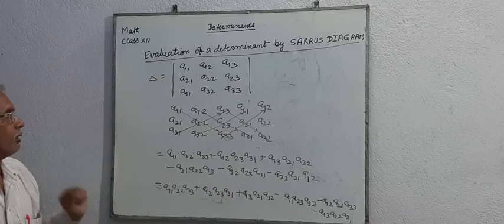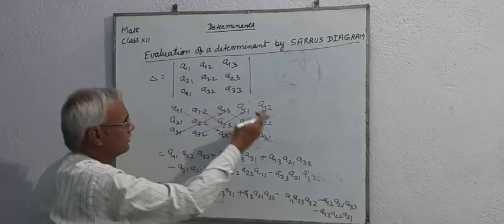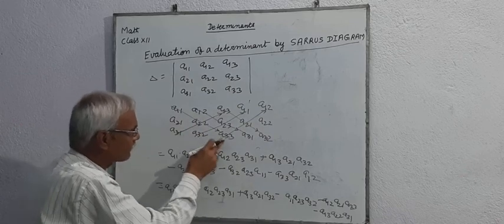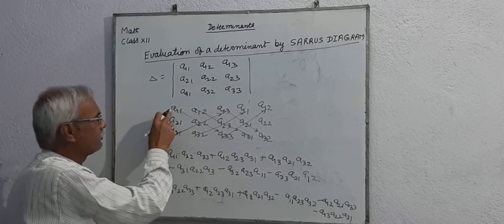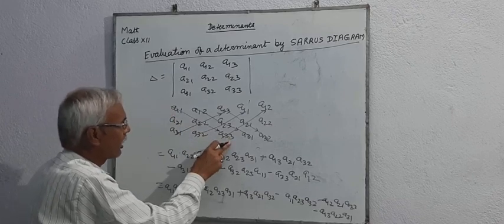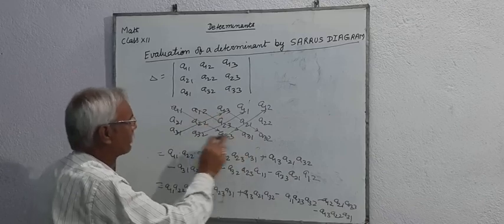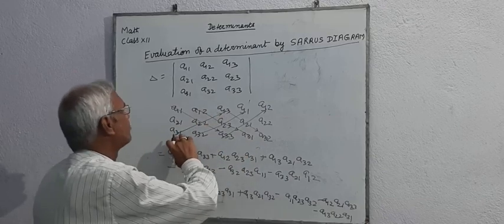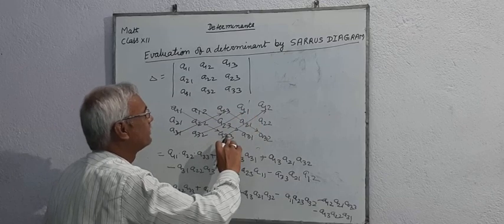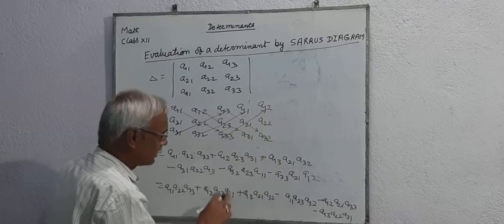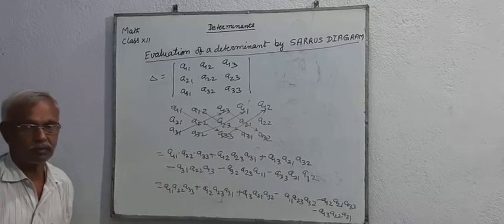According to Sarrus' rule, write the matrix and repeat the columns again. Multiply the first diagonal from the top, plus the second diagonal, plus the third diagonal, minus the first bottom diagonal, minus the second bottom diagonal, minus the third bottom diagonal. We get the same result. It is solved by Sarrus' rule.